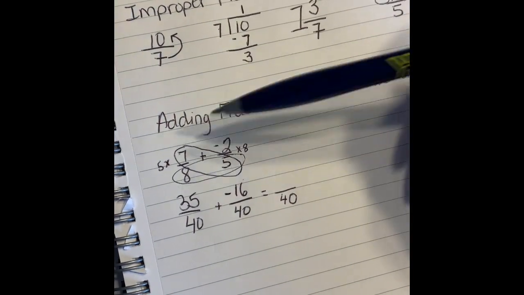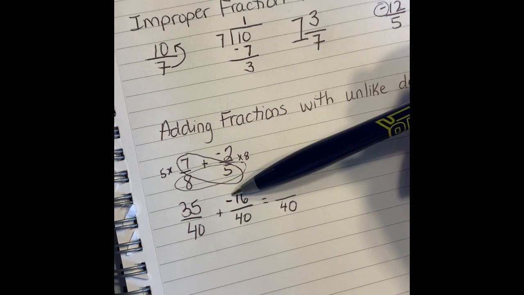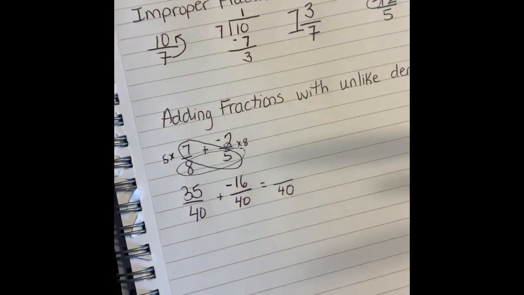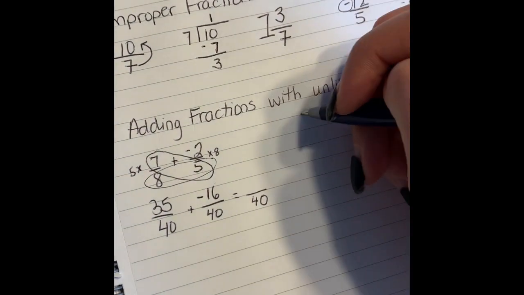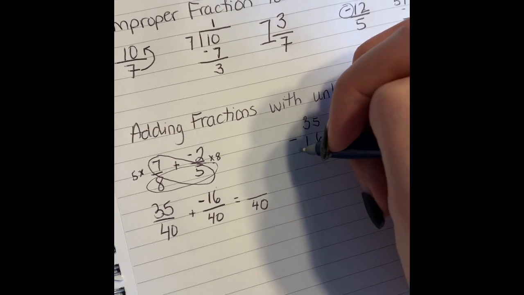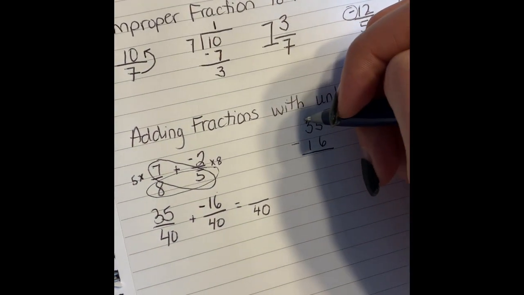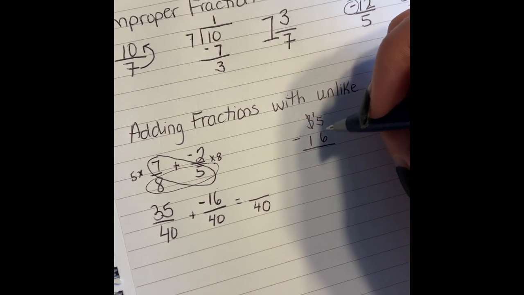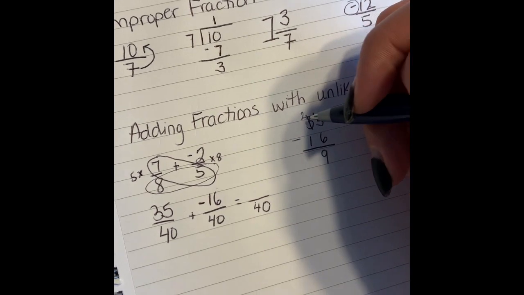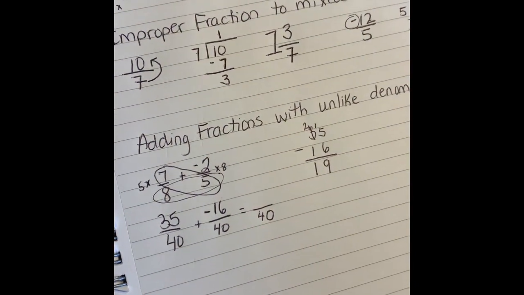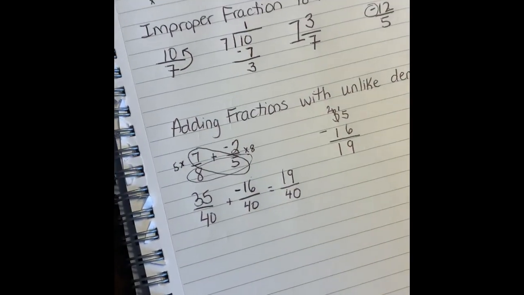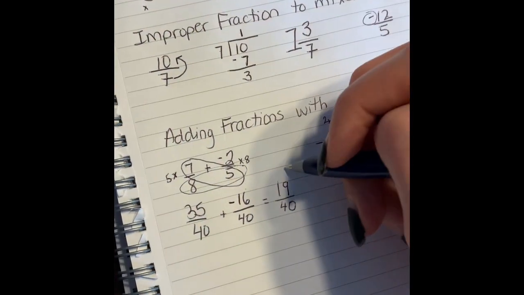If we're talking about our number line, we start at 35. If we're adding a negative number, it means we're going to the left on our number line, towards 0. So we're actually subtracting: 35 take away 16. If we work that out, 15 take away 6 is 9. 2 take away 1 is 1. So I end up with 19 out of 40 as my answer there.